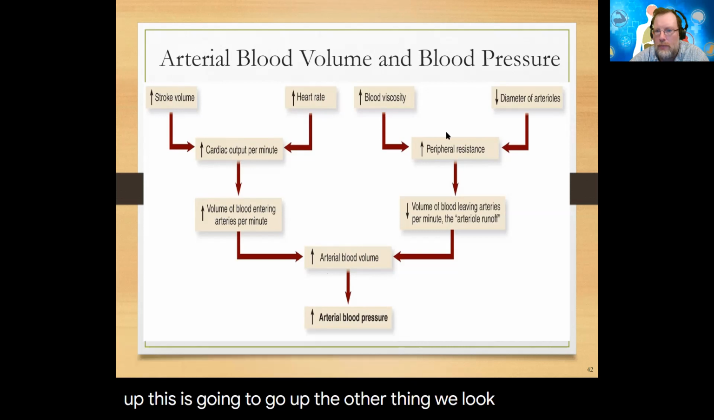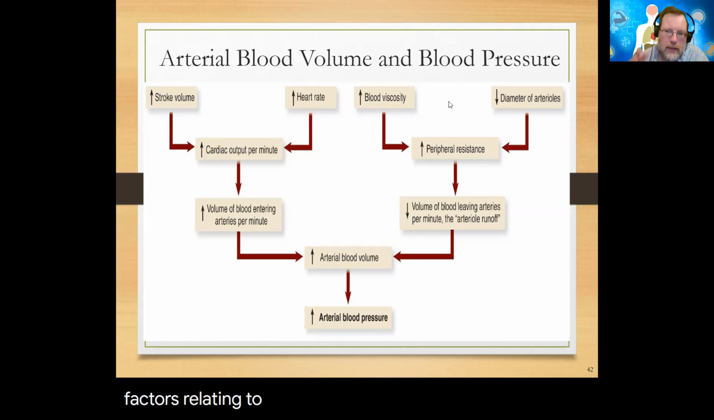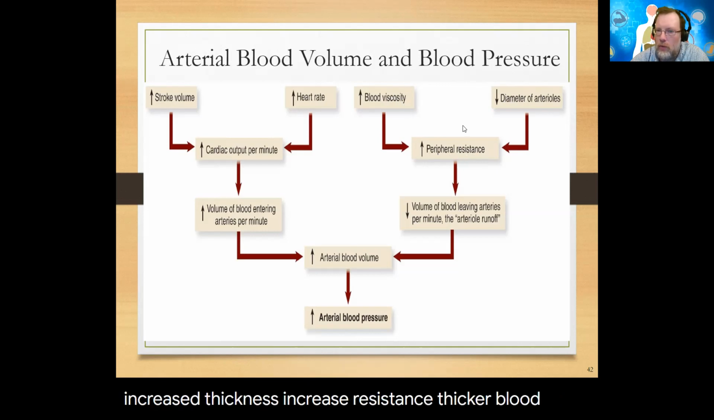The other thing we look at is peripheral resistance. Generally we see two factors relating to resistance. And again, in PhysioEx, you'll actually alter these two. We do radius in PhysioEx. The diameter, radius, doesn't matter. We're talking about the size of the hole, or the lumen, the size of the tube. The other is increase in blood viscosity. Viscosity deals with thickness. Increase thickness, increase resistance. Thicker blood creates more resistance.